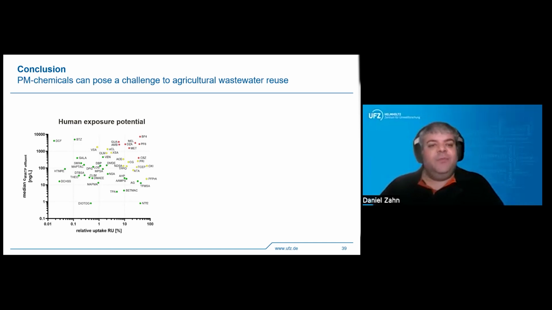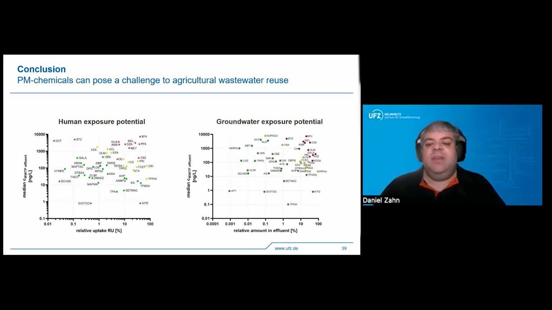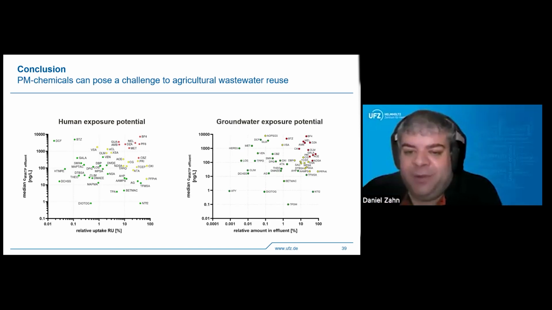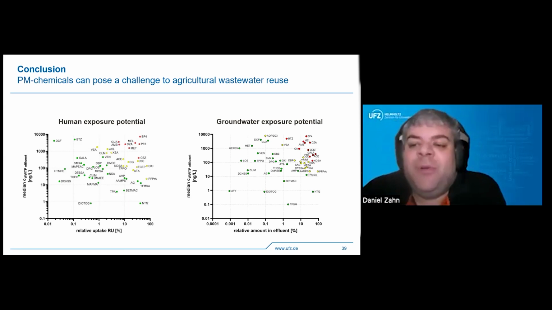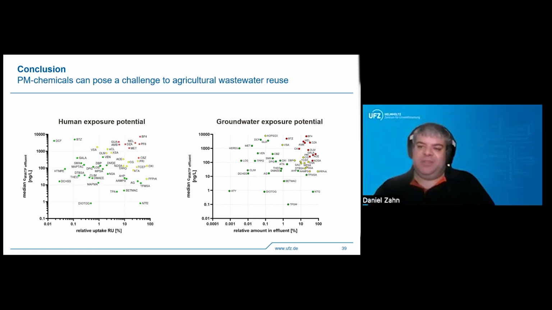We then try to transfer the same approach to groundwater. Here we took the relative amount in the effluent of our column, so how much of what we added left the column in our experimental time, and plotted against the same wastewater concentrations. And you can see some of the same chemicals popping up at the top like the BF4.